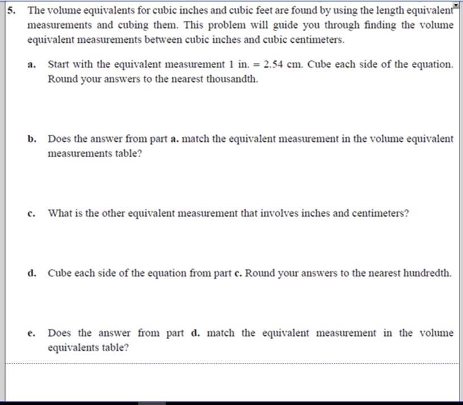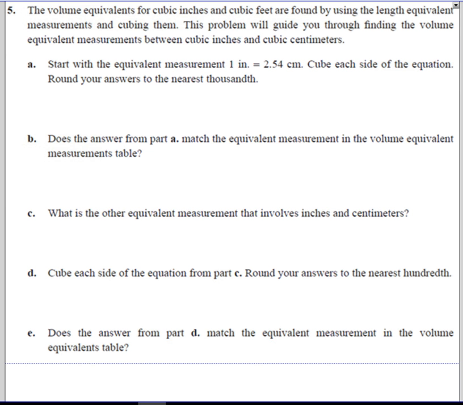The volume equivalents for cubic inches and cubic feet are found by using the length equivalent measurements and cubing them. Remember, that means taking them to the third power. This problem will guide you through finding the volume equivalent measurements between cubic inches and cubic centimeters.